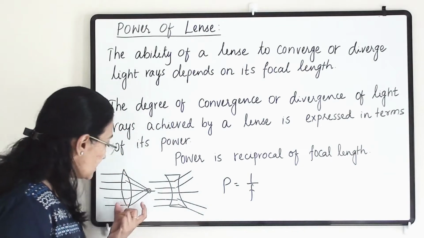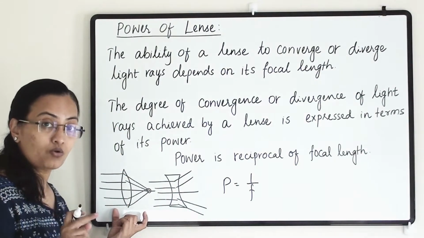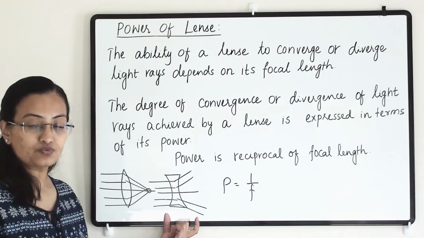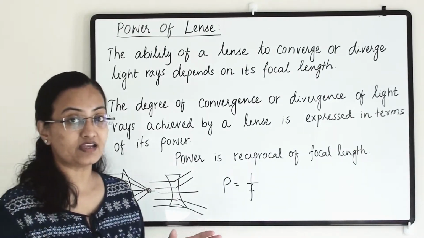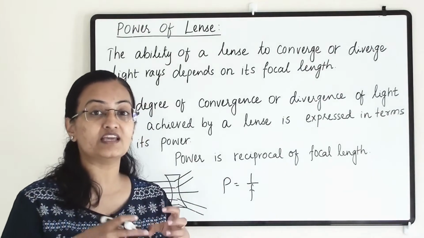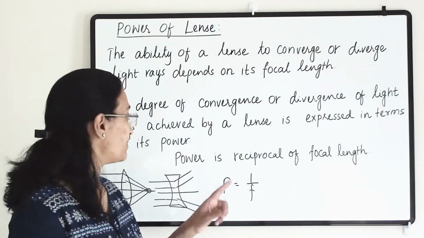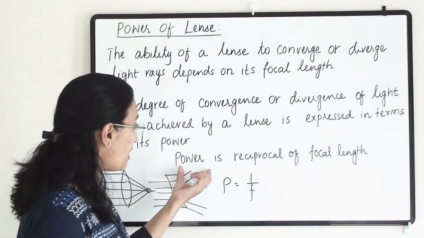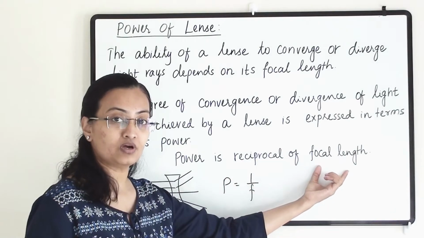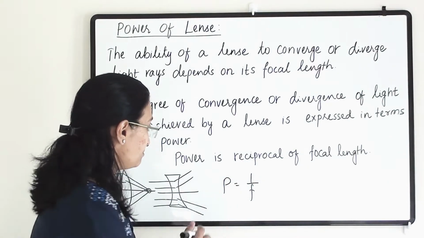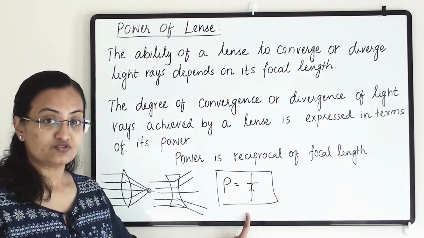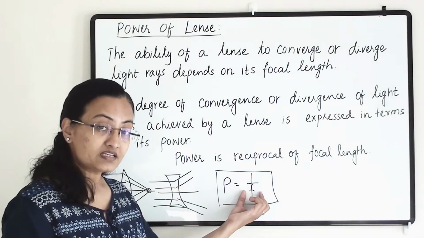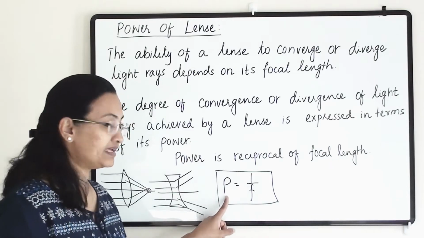So here convergence we can see in a convex lens and divergence we can see in a concave lens. But how much they are bending light, or how much of this phenomenon they can show us, depends upon the power. Now power is the reciprocal of focal length. So P equals 1 divided by F. When we take the reciprocal of a focal length, we get the power.